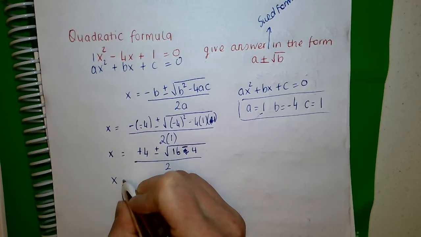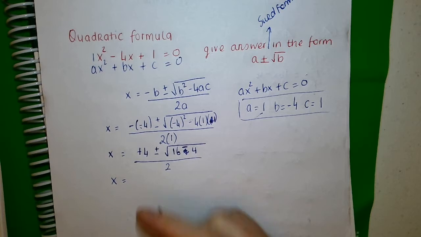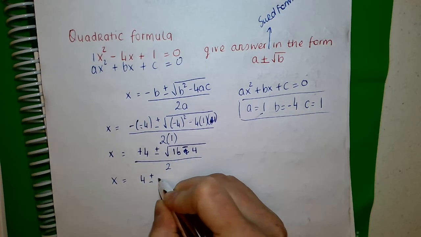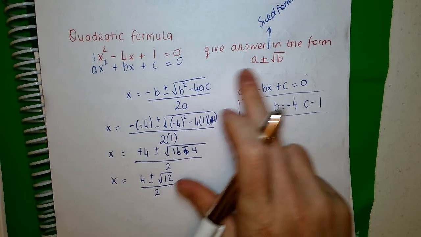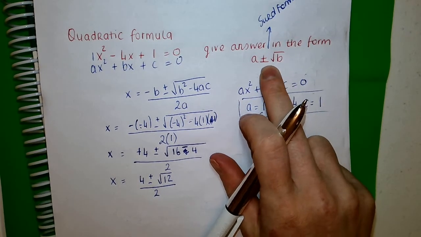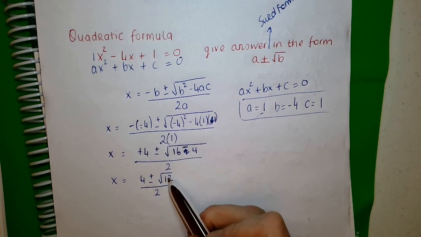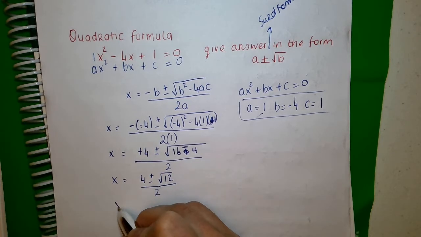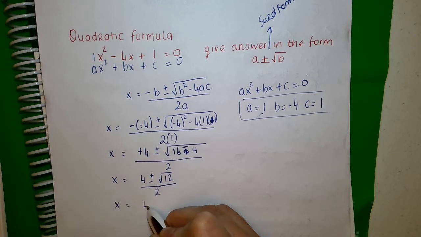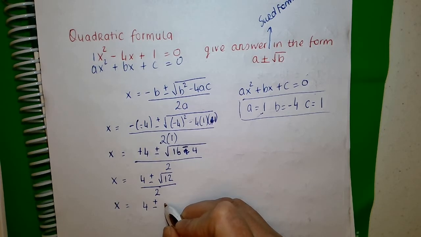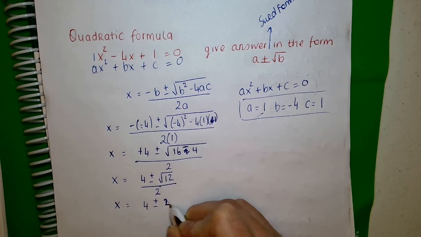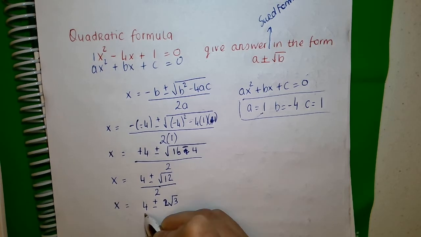Then x equals, if you put this into your calculator, the square root of 12, and that's over 2. It says to give your answer in the form a plus or minus b. We can simplify this surd if you put it into your calculator. It simplifies to 2 root 3. And that can be done on your calculator.